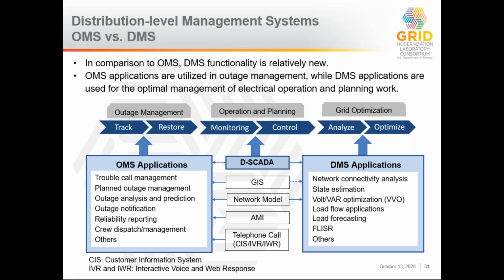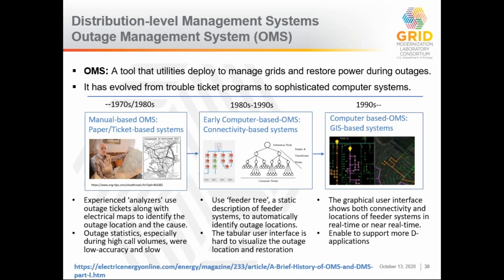But an outage management system is a tool that essentially utilities deploy to manage their grids and restore power during outages. It's evolved essentially from what was initially, and if you could go back a slide, sorry, what was initially a trouble ticket program to essentially this sophisticated computer system where you can visualize what's going on in the system. So prior to the introduction of computerized systems in history, calls would generally be received by the utility and may have actually been written up by hand or entered into a computer and printed out for someone to go deal with it.